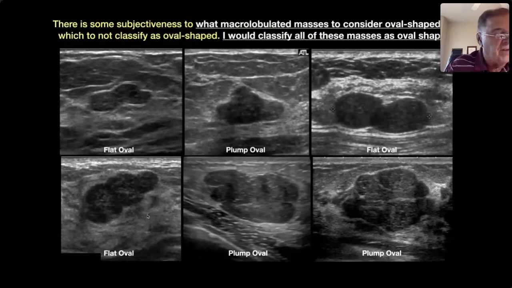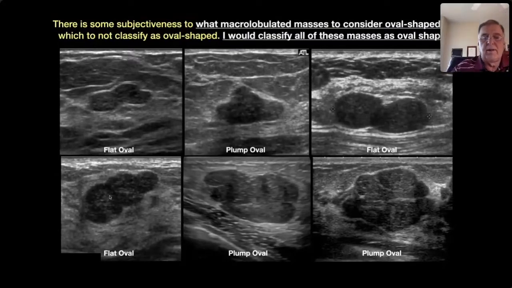In the first version of BI-RADS ultrasound, which was edition 4, we separated macrolobulated from oval-shaped. In edition 5, we decided to include macrolobulated together with oval-shaped. So whether it's macrolobulated or oval-shaped, you can classify it as oval. So on the top are what I call flat oval. What do I mean by flat oval? If I take the maximum diameter in the horizontal plane and divide it by the maximum AP dimension, the ratio is greater than 2 to 1.